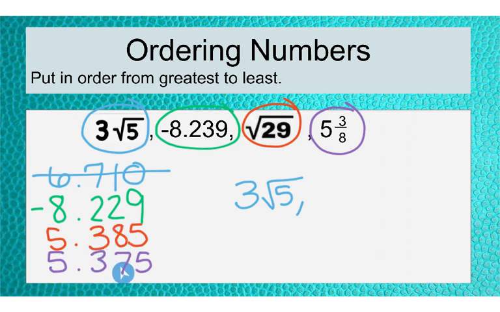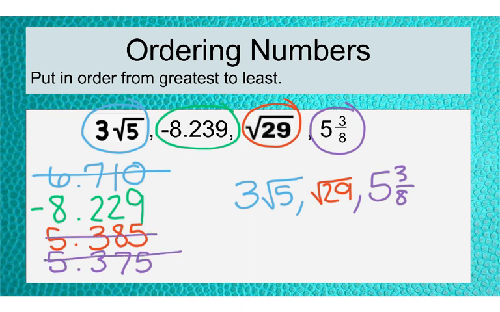Oh, and 8 is greater than a 7. So this number right here is going to be the next biggest one. That was the orange one, so square root of 29. So 5 3/8 is my next smallest one. And of course, the smallest number out of all of them is going to be my negative number, negative 8.239.